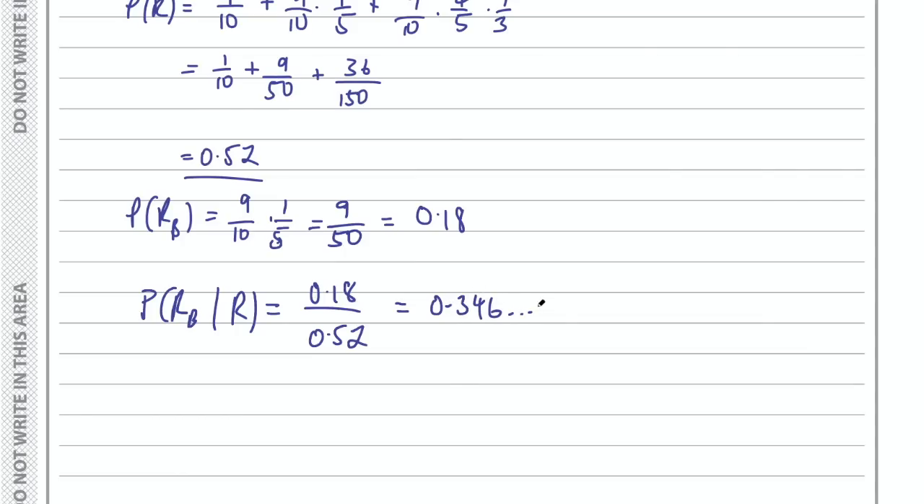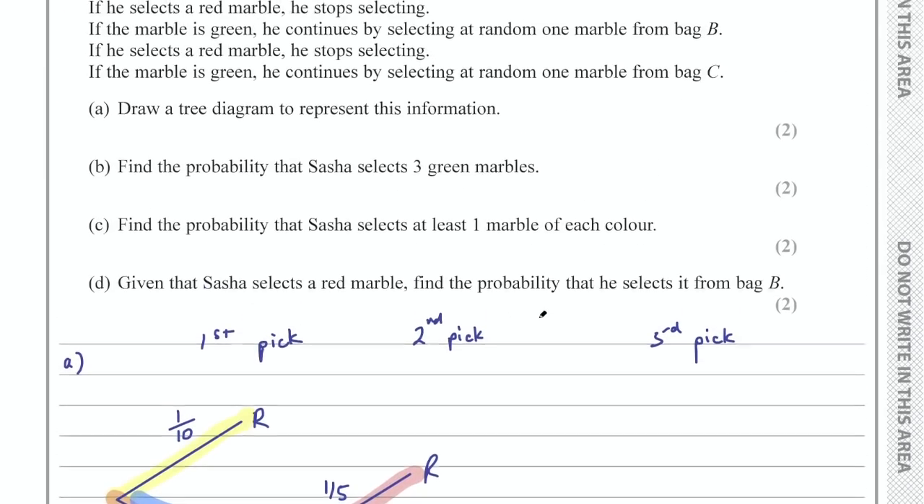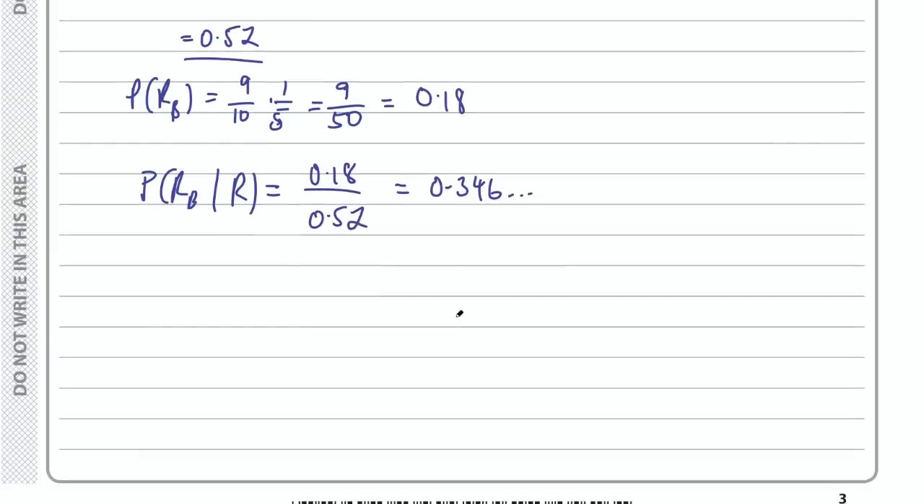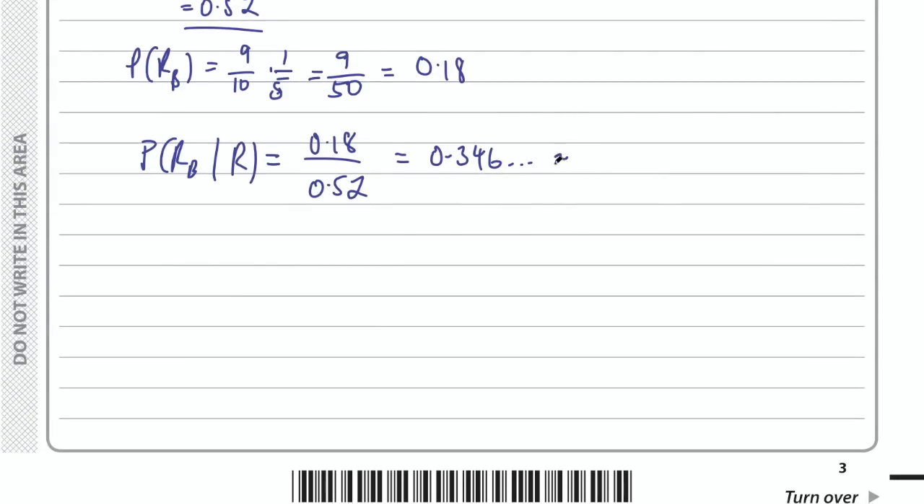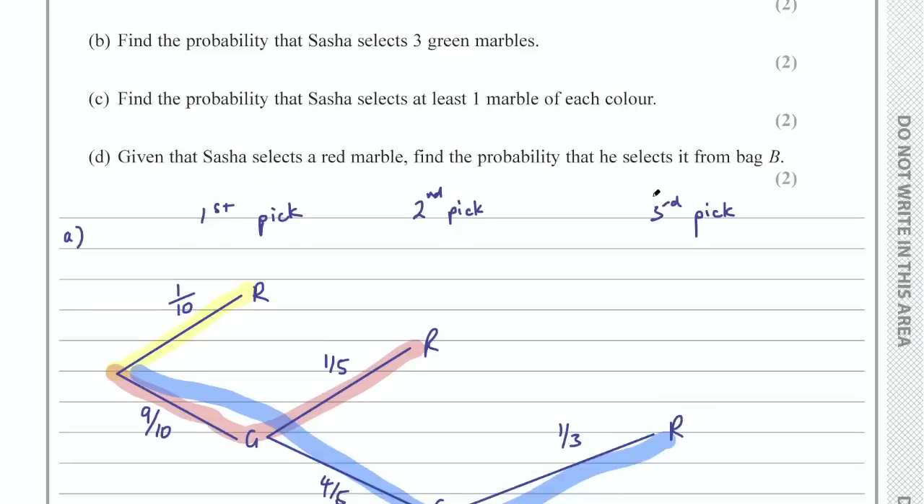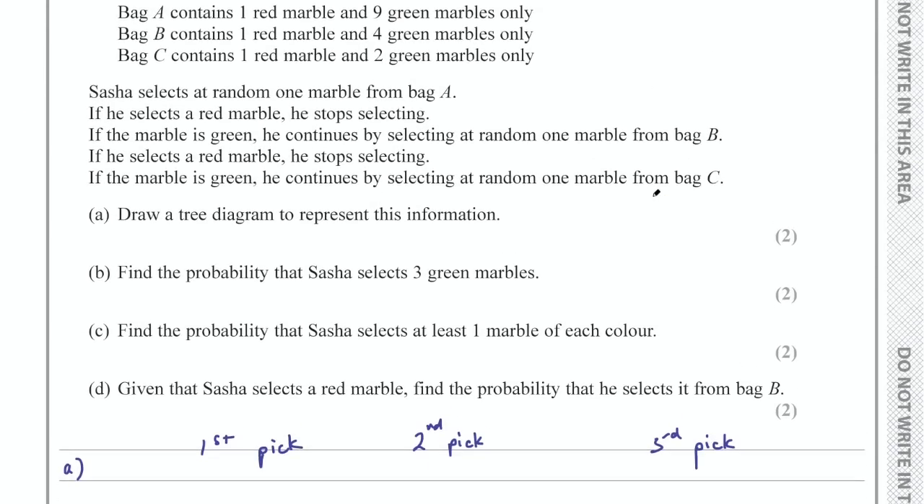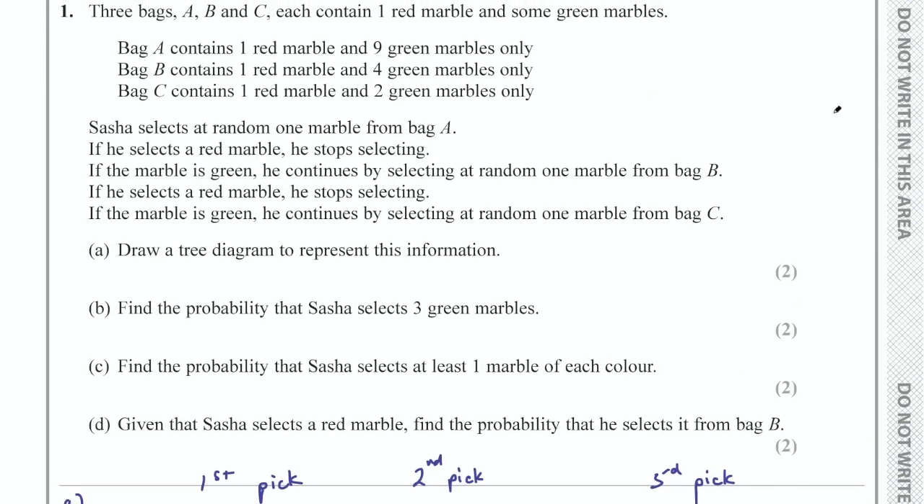0.346. And did it say to round off? No, so we're going to round that off to 3 significant figures. As it says on the front page, this will be 34.6%. Okay, that was part D for question 1 for a total of 8 marks.